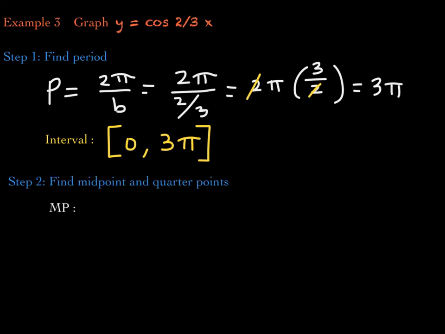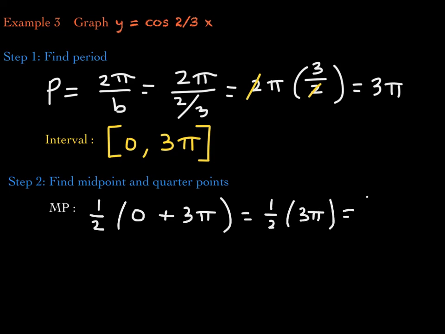I'm going to use MP for midpoint. And the way I find my midpoint is by just taking half of the sum of the left endpoint and the right endpoint. This is the midpoint formula. So this is half of 3 pi. That is to say, 3 pi over 2 is your midpoint.